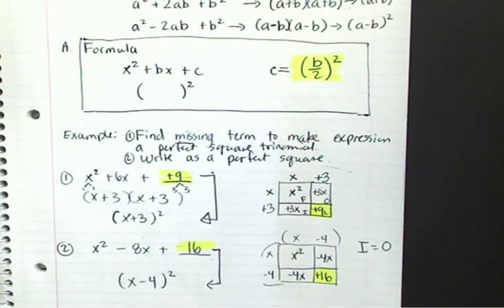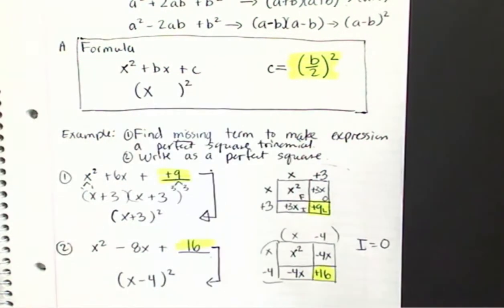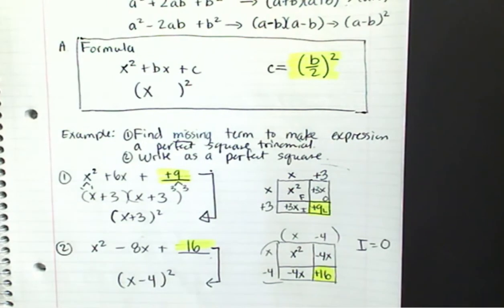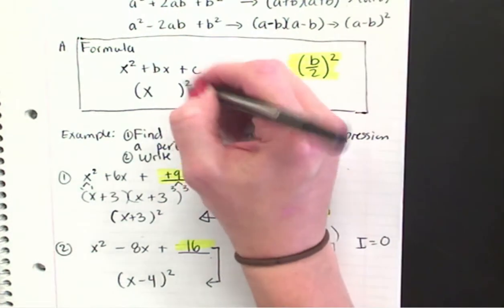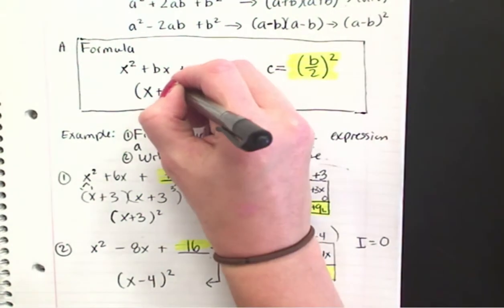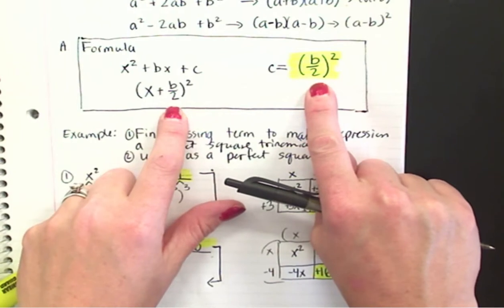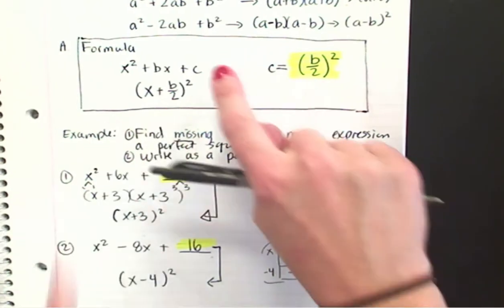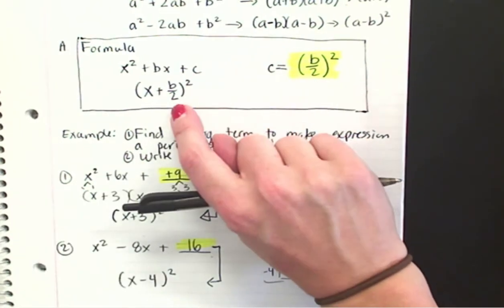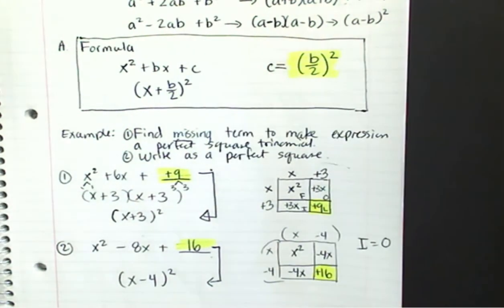Okay, what goes in my parentheses? Well, I know it's an x because x times x. But what goes in the last spot, right? What goes here? 1/2 b. Correct. Notice they're connected. Okay? Why? Because b over 2 times b over 2 is how you're going to get that last term.